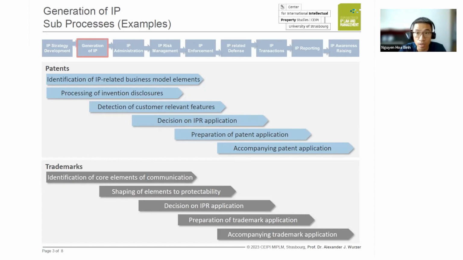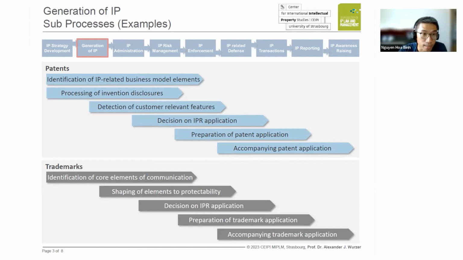Then the next sub-process is the decision on IPR application, once the patent, trademark, or other subject of IPR is identified. Then comes the preparation of the patent or trademark application. This part will be handled by the patent or trademark attorney. Then the last sub-process is the accompanying patent application. This sub-process can be carried out in collaboration with a strategic alliance, joint venture, licensing, and so on.